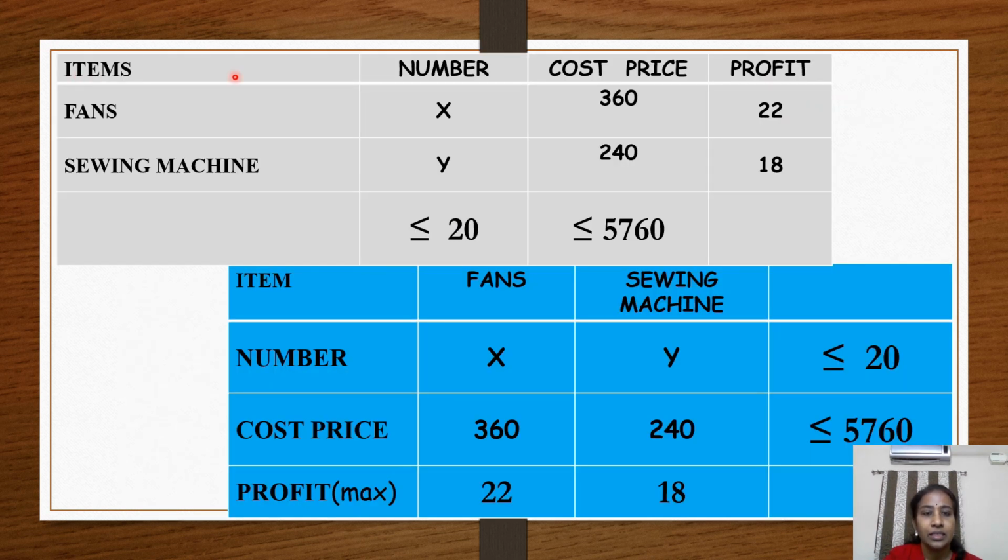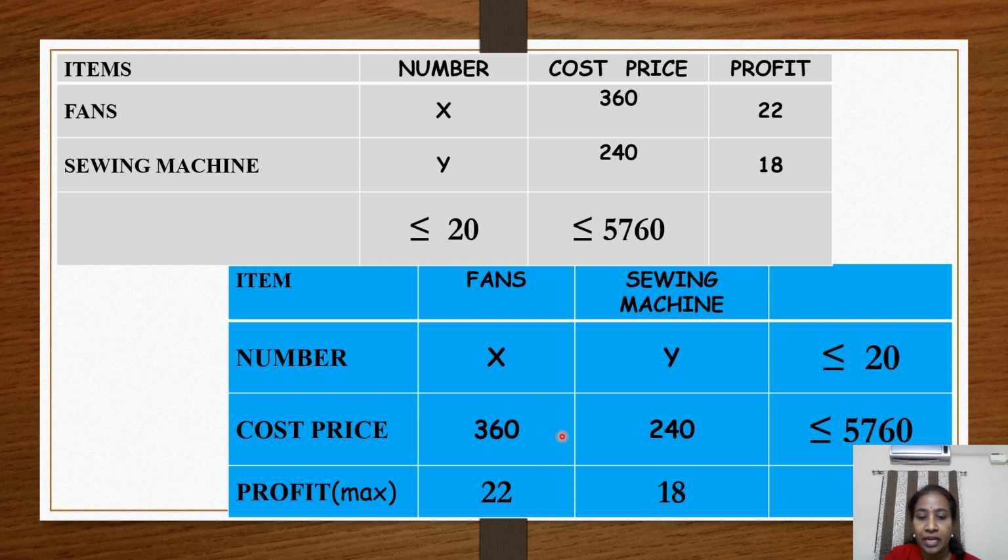So as we discussed in the earlier problem, we can write the tabular column in any way, either this way, the first one, or the second one. So here I have taken fans and sewing machines in the first column, number, cost price and profit like this. But there is another way of writing the tabular column, that is I will take the fans and sewing machines this way, number, cost price and profit this way. So the number of fans x, number of sewing machines y, and total number of items should not exceed 20. So I write less than or equal to 20 here.